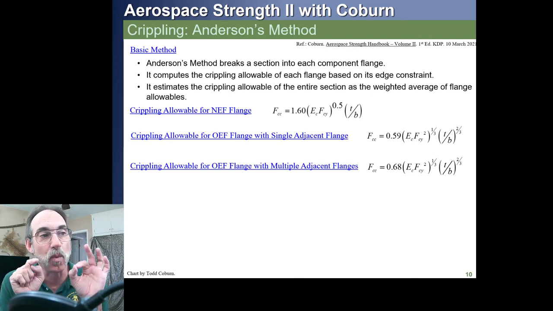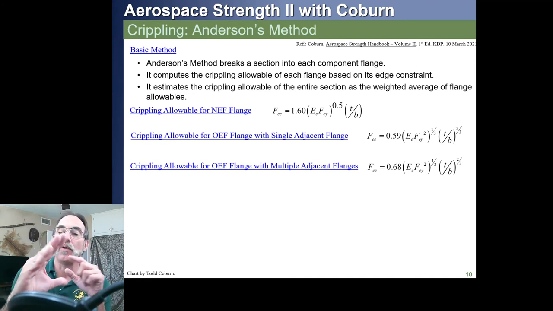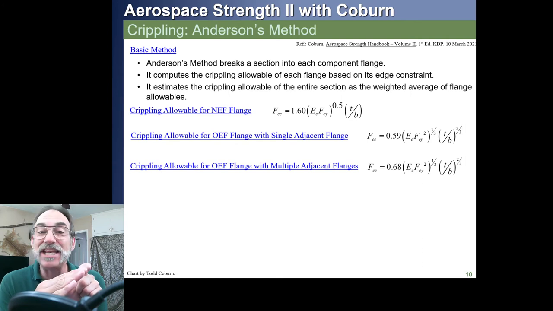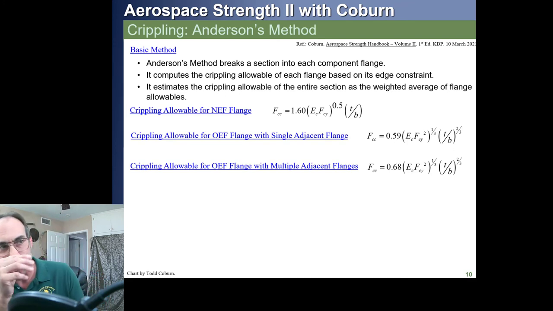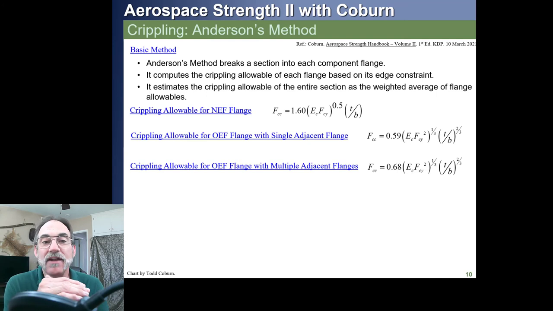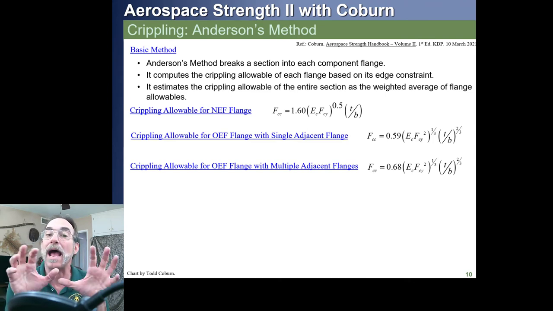If you come up to a flange that has one edge free, if you have an angle, then you've got two flanges, each of them with one edge free. In that one edge free condition, an angle, the non-free edge is attached to only a single flange. Therefore, this second equation would apply to each flange in an angle section. If you have a section with one edge free, but the non-free edge is attached to two or more flanges rather than just one, then you use the third equation, and the third equation gives you how to estimate that.